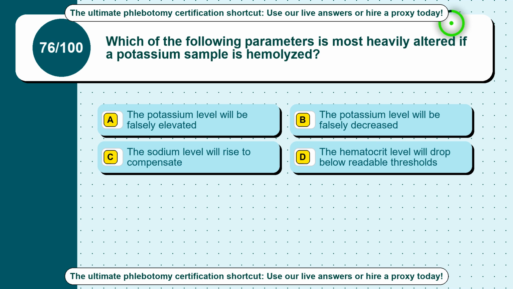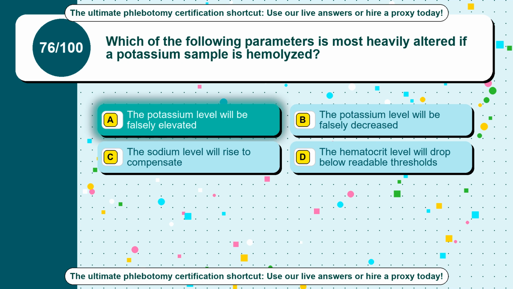Which of the following parameters is most heavily altered if a potassium sample is hemolyzed? Option A. The potassium level will be falsely elevated. Option B. The potassium level will be falsely decreased. Option C. The sodium level will rise to compensate. Option D. The hematocrit level will drop below readable thresholds.